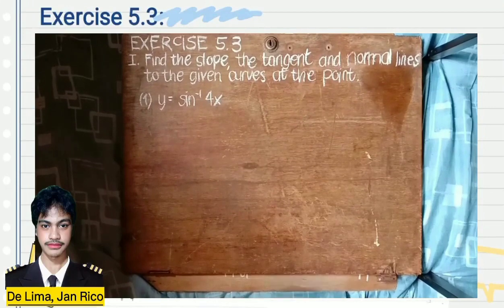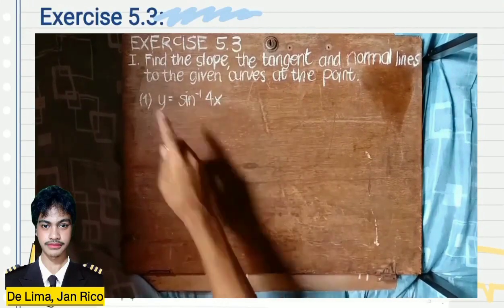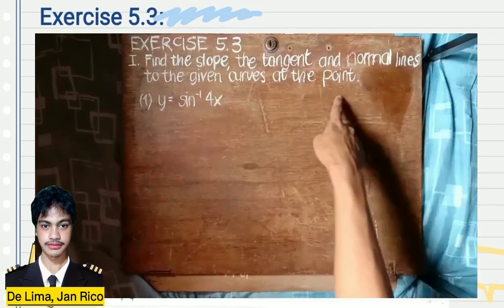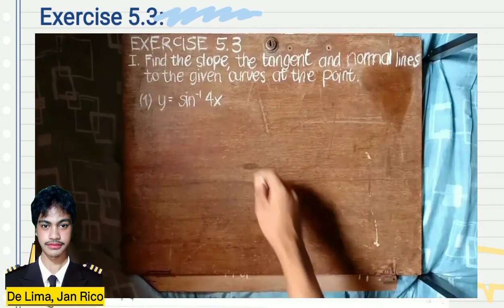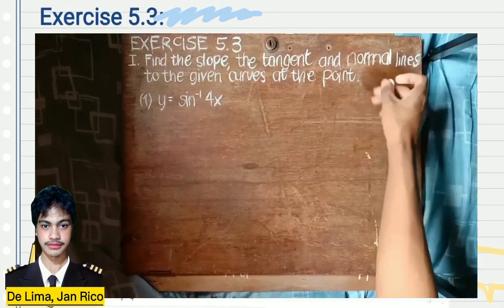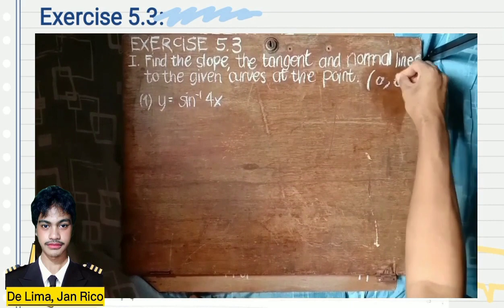Okay, next we have here the exercise 5.3, part 1. Find the slope, the tangent, and normal lines to the given curves at the point. So kung i-analyze natin itong problem, wala siyang naka-indicate na point. So we will assume na nasa point (0, 0) siya.